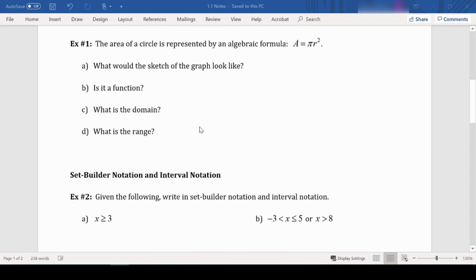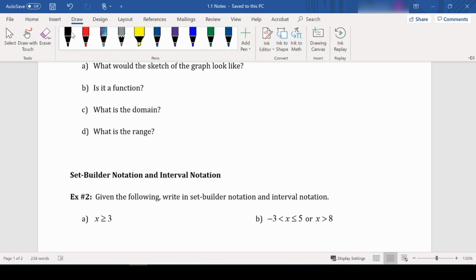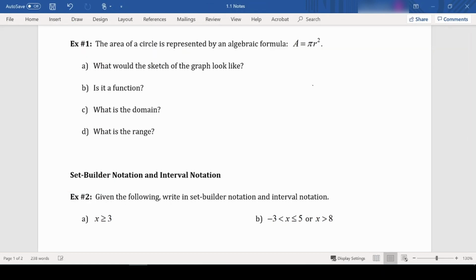So for example, the area of a circle is represented by an algebraic form A equals pi r squared. And the question is, what would the sketch of the graph look like? So let's draw ourselves a nice little basic XY axis. Instead of X, we have R. Instead of Y, we have A.